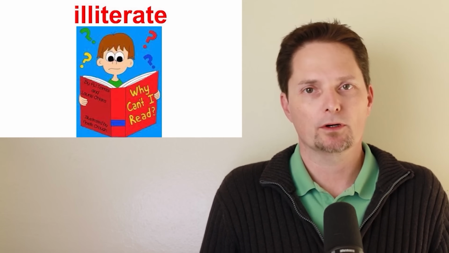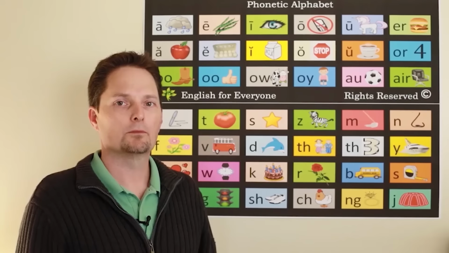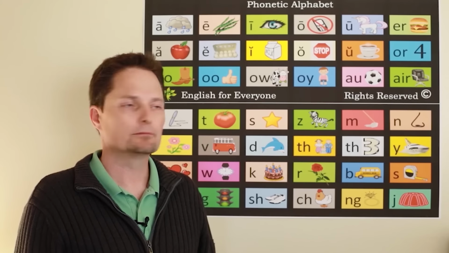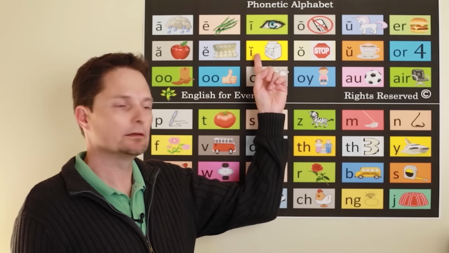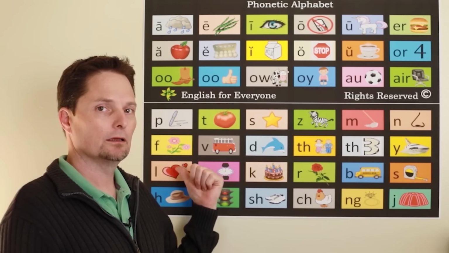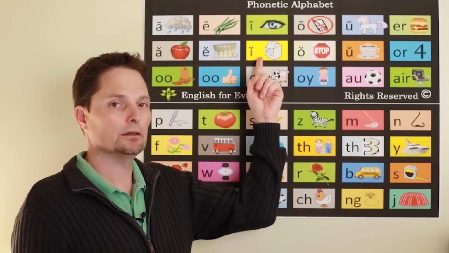Illiterate. Illiterate is an adjective. It's a description. It's describing a person who cannot read. If somebody cannot read, the person is illiterate. Let's look at the pronunciation. Pronunciation, illiterate. I. Il. Illi.